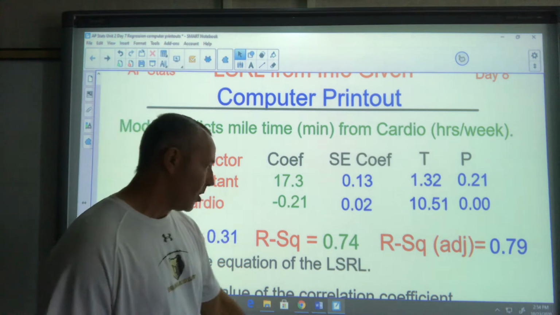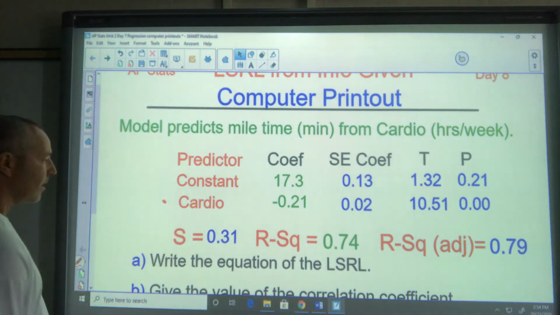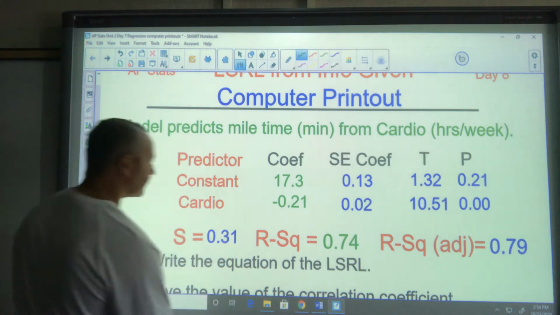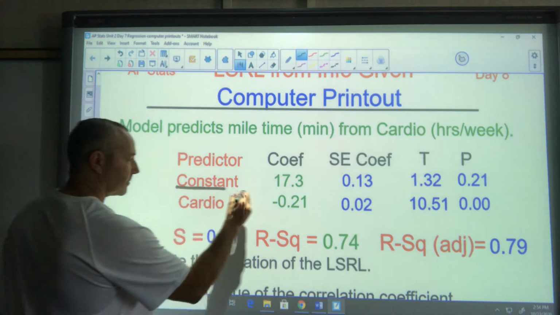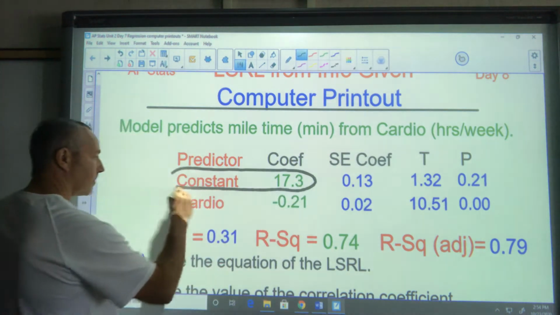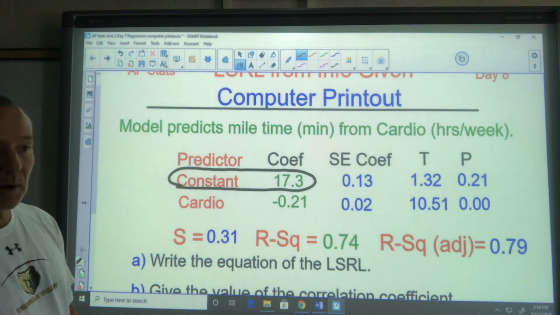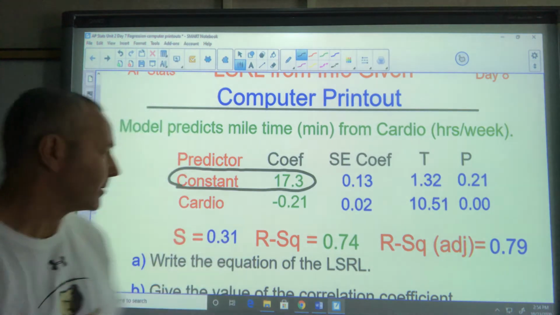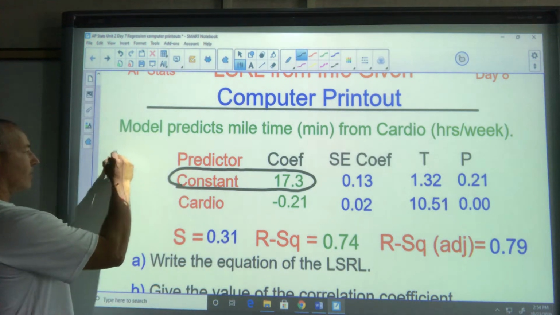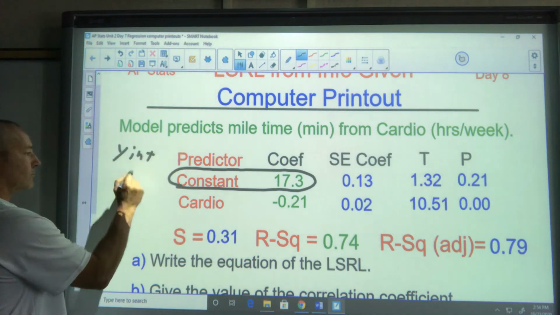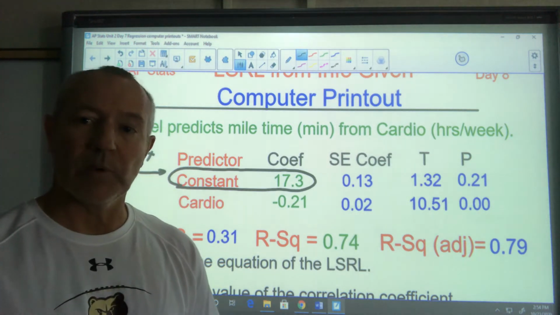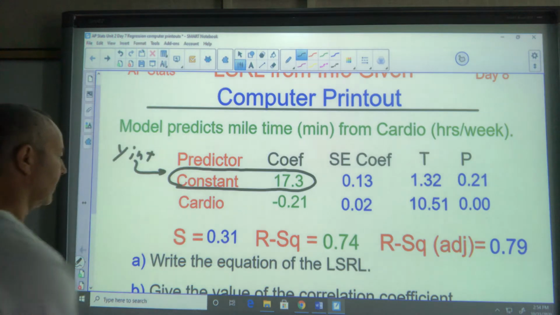If you notice all these things here, the thing I'm looking for right now is the constant. That is your constant, or non-changing, value, which is your y-intercept. That is your intercept right there. Also, directly below that is where you'll find the slope of the equation.